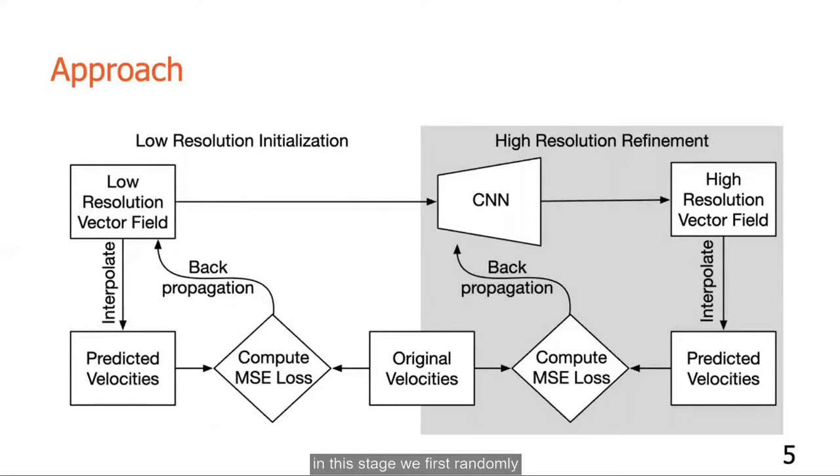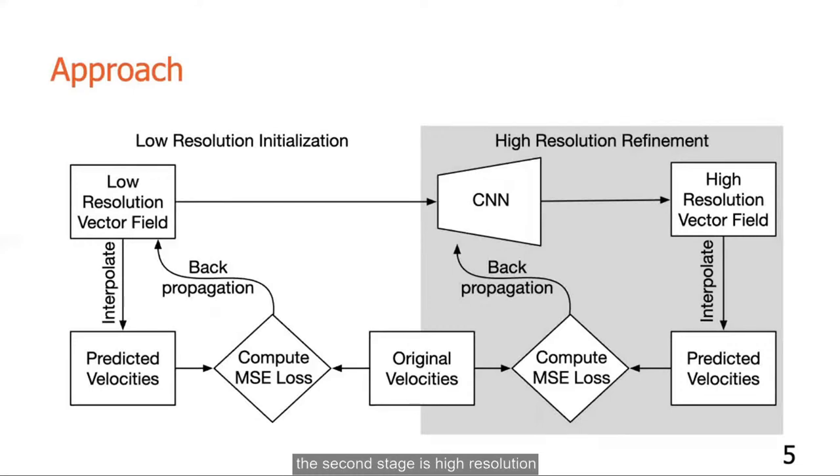In this stage, we first randomly initialize a low-resolution flow field based on a Gaussian distribution, and we update the velocities in the low-resolution flow field by computing the difference between the vectors in low resolution and the vectors interpreted from streamlines, and we apply backpropagation to compute the errors and the gradient so that this gradient can help us update the velocities in the low-resolution one. Once we iteratively update this low-resolution flow field, finally, we can obtain a low-resolution flow field with good quality.